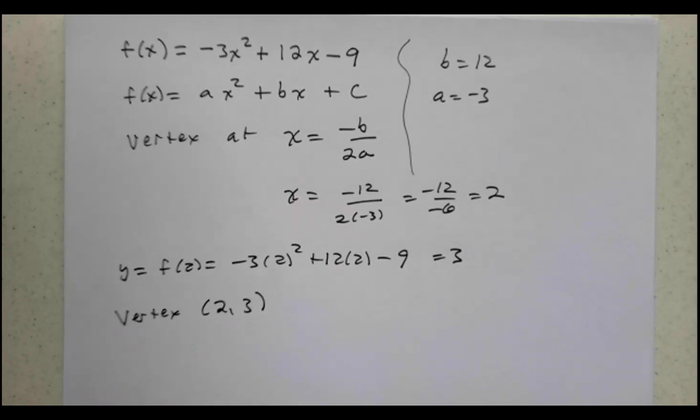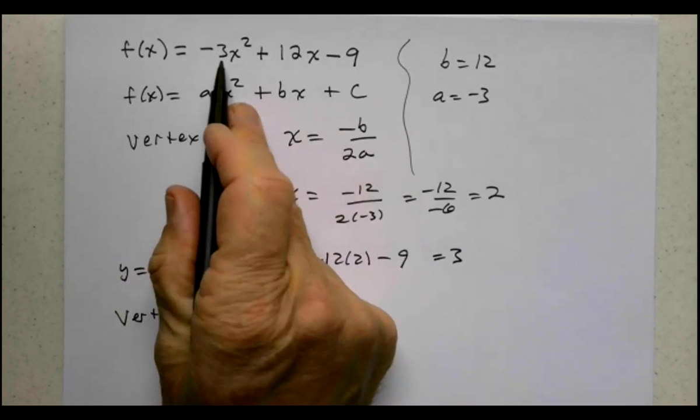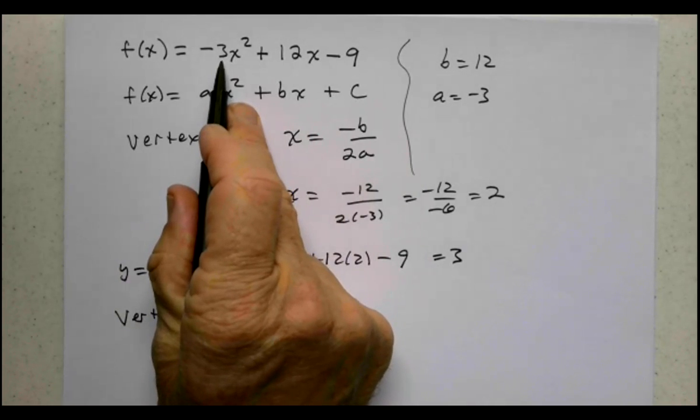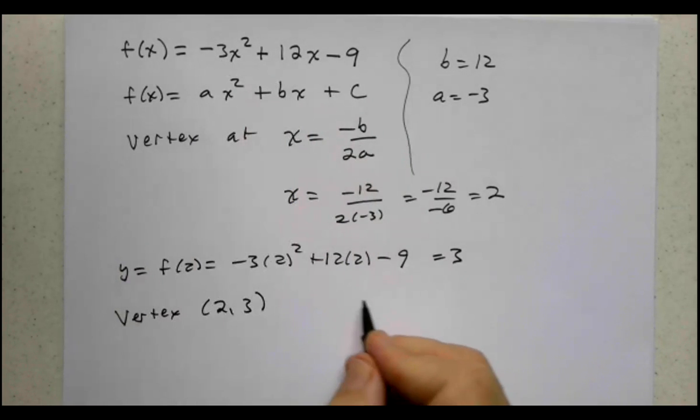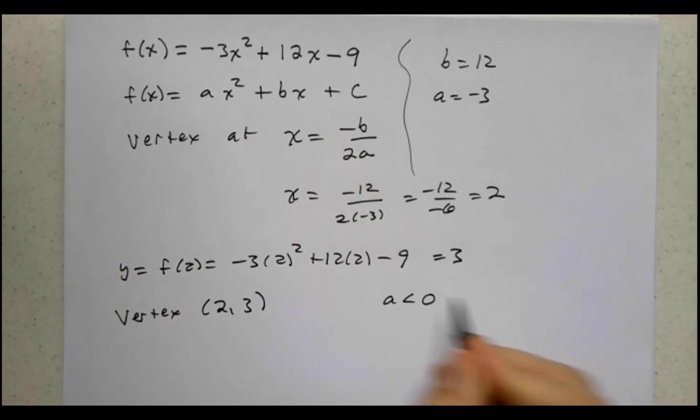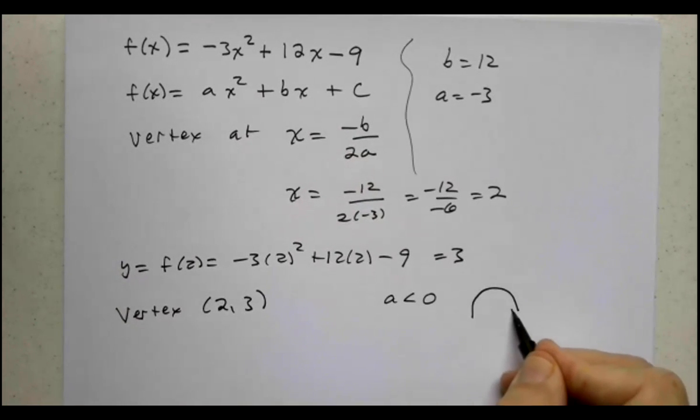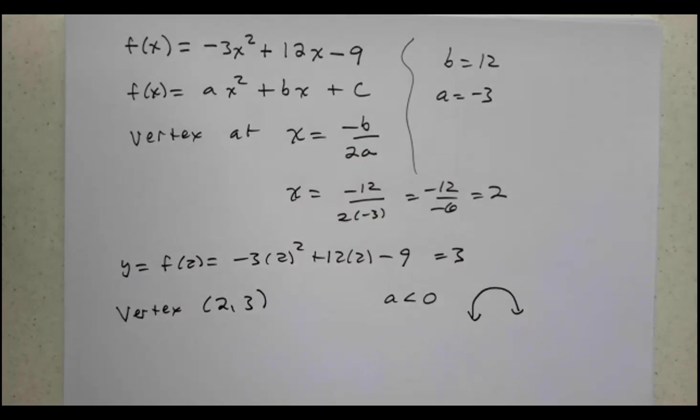Before we graph it on the computer, let's look at the shape of this. The x squared term is negative. If a is negative, we know that the graph will have this shape. It's going to be a downward-heading parabola, so we will indeed have a maximum.